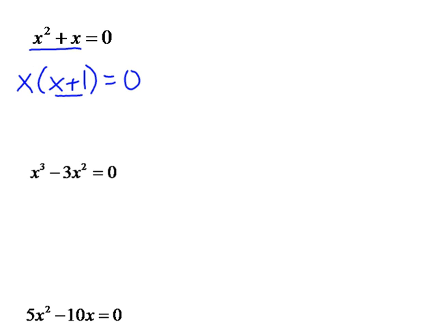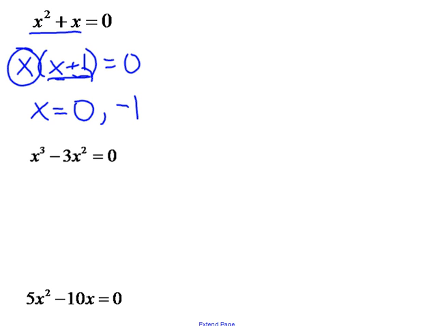So we look at what makes this x 0. What value could you plug in? Well, it would need to be 0. And then what value of x makes this part 0? -1. The next two examples there work the same way, so we're going to move on.